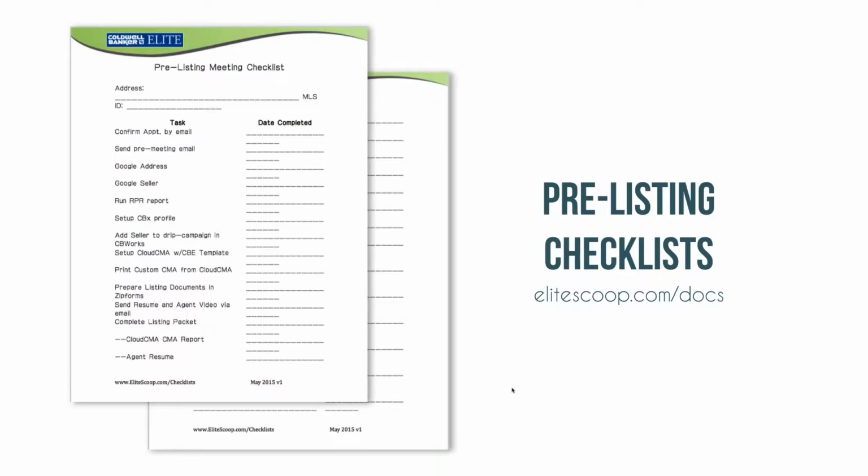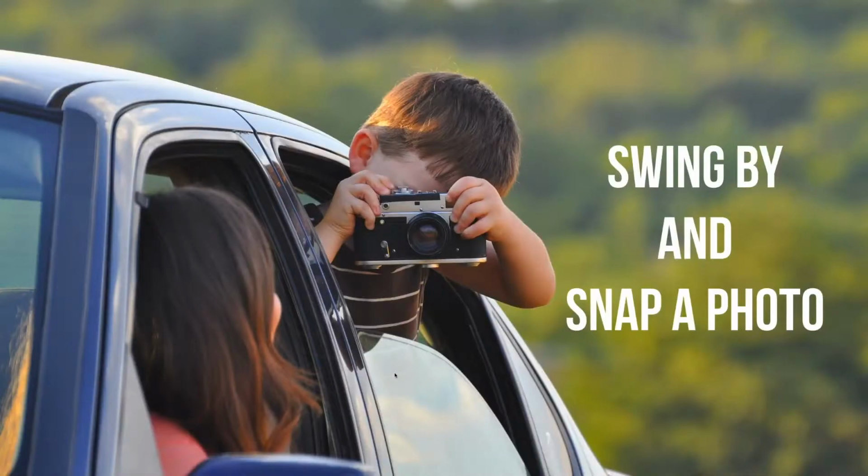Also, on elitescoop.com/docs, we have already created some pre-listing meeting checklists, some things to help you remember the stuff that we've talked about. Now, we have added a few tools since this one was done back in May 2015, but there's plenty of links for you to add your own stuff. And I have posted this on elitescoop.com/docs. If you don't have the password to that, go check with your broker or your admin. They'll be able to give it to you. I don't want to record it on the video here because who knows who's going to see it. But you can go grab that in Word format so you can edit them on your own for future use.